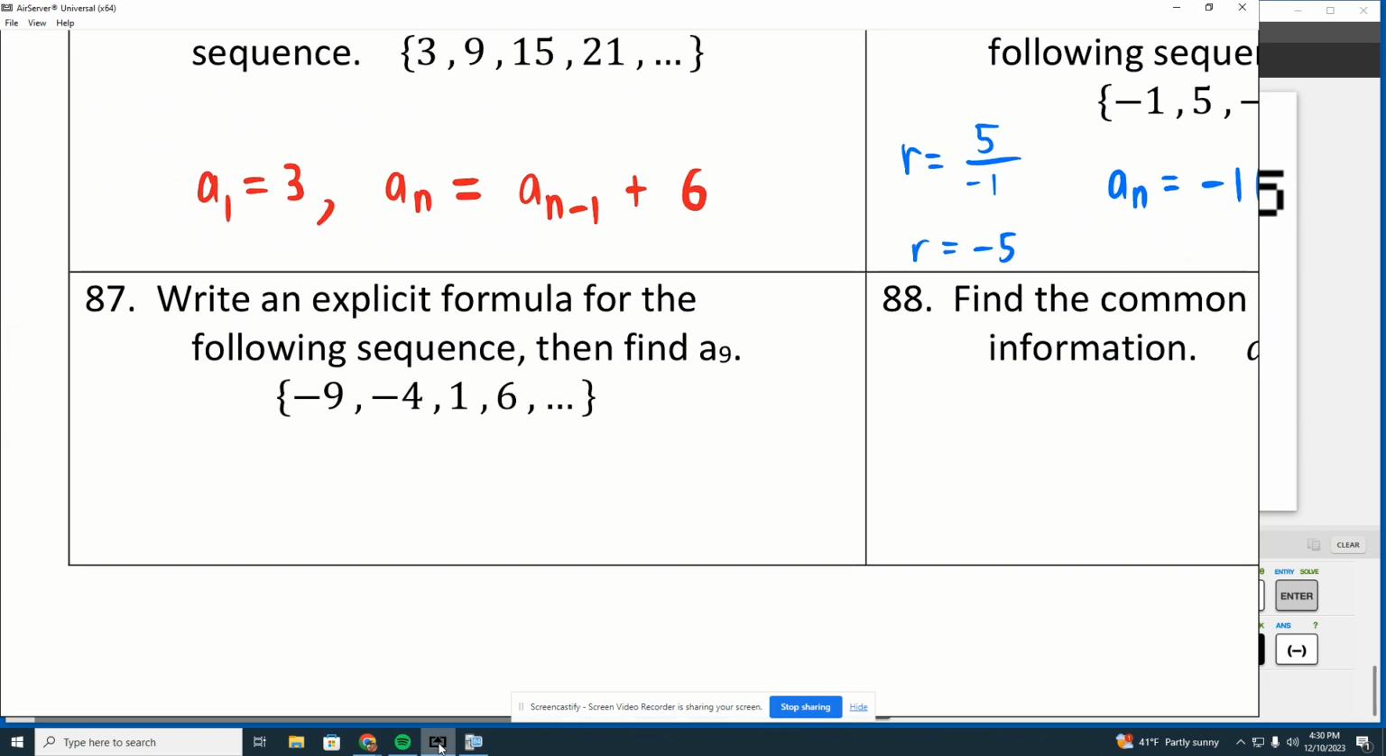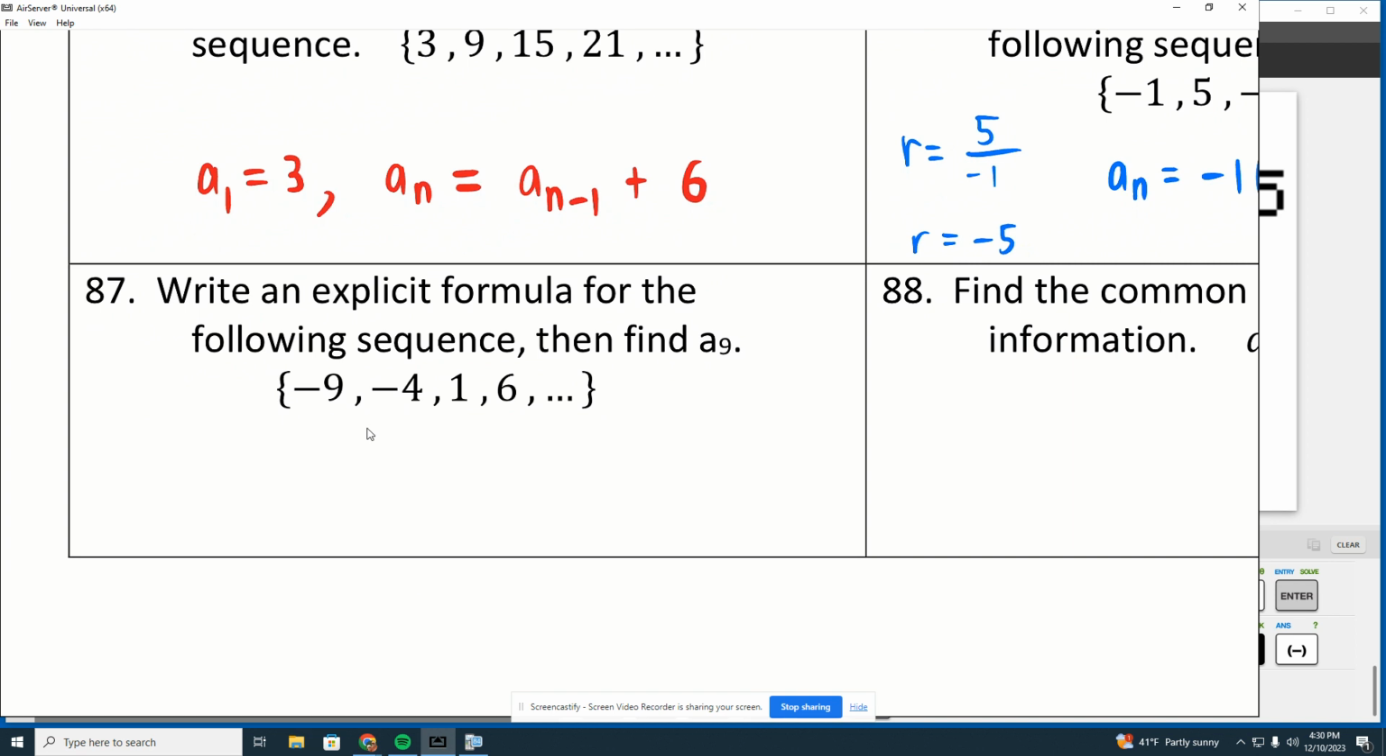Number 87. Look at it. What does it look like it's doing? Looks like it's going up. So let's check to see if this is arithmetic. So I'm going to see if it has a common difference. A sub 2, negative 4, minus a sub 1, negative 9. Well, negative 4 plus 9 is positive 5. Is this thing adding 5? Negative 4 plus 5 give me 1? Yep. Does 1 plus 5 give me 6? Yep. So this is definitely arithmetic.